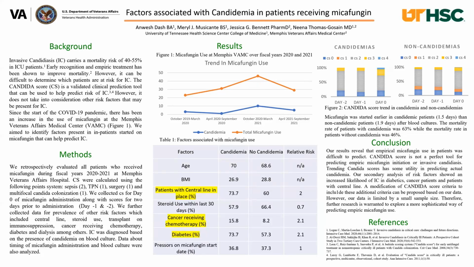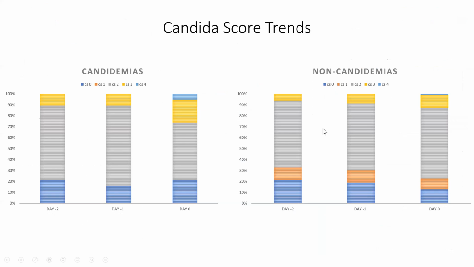We calculated Candida scores for every patient on day of micafungin administration and for the 2 days prior to micafungin administration. We also collected data on the presence of other factors such as diabetes, cancer, central line placement, among others. Let's review the results. First, we're going to take a deeper dive into Figure 2. We're directly comparing the candidemic and the non-candidemic patients. We've mapped out the Candida scores for day -2, -1, and day 0 for both groups.